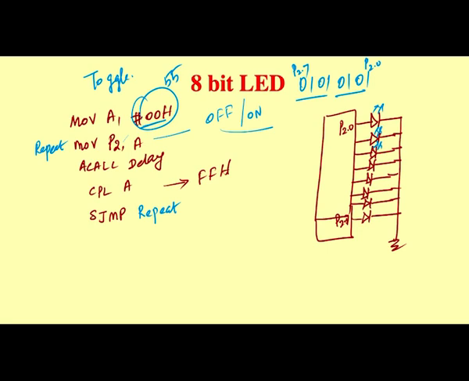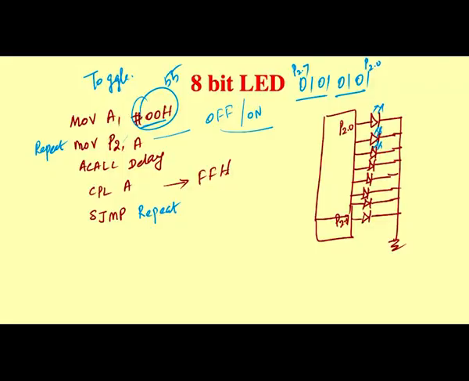Now, in which port do you want to display the LED? Port 2. So, MOV P2, A. Then suppose for 1 millisecond it is to be on or off, you can use a delay. Now, you can stop the program.